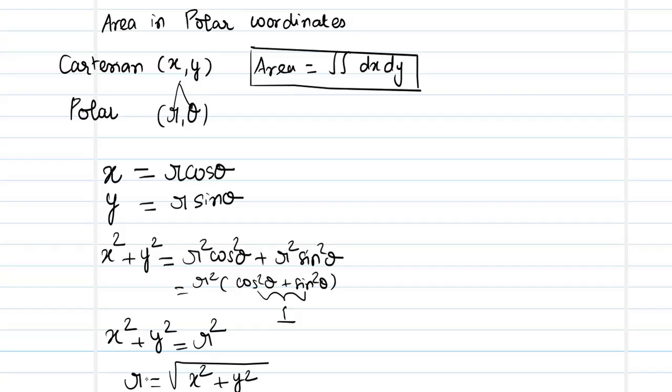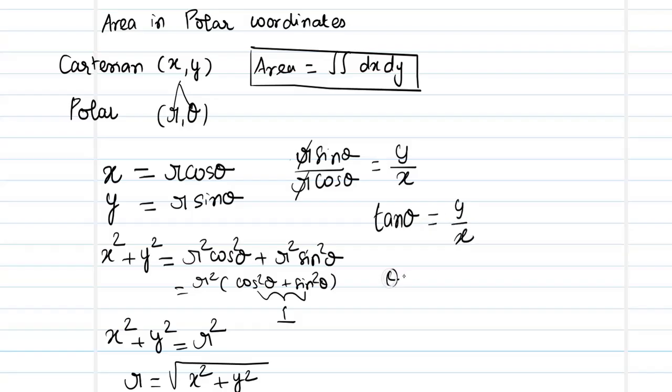So we know that r can be expressed in terms of the reverse variables x and y as root over x square plus y square. And now when I divide r sin theta by r cos theta, r sin theta is nothing but y and r cos theta is nothing but x. R can be cancelled off. We know that sin theta by cos theta is tan theta. So tan theta is y by x. Therefore, I can write theta to be tan inverse of y by x.